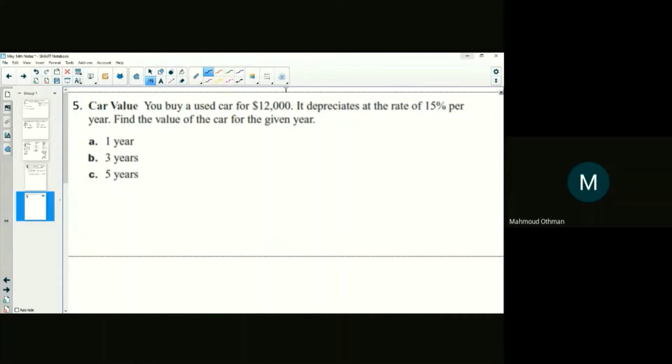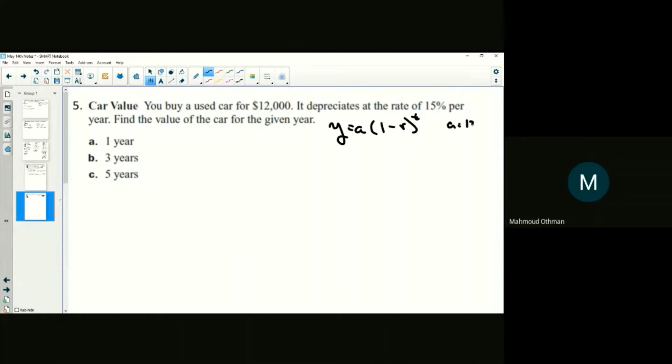You buy a used car for $12,000. It depreciates at a rate of 15% per year. Find the value of the car for the given year. First thing we need to do, write a function or an equation that'll help us determine this. So y equals a times the quantity 1 minus r to the t. My starting value, a, equals 12,000, because that's how much you buy it for. Our rate is 15%, which becomes 0.15.